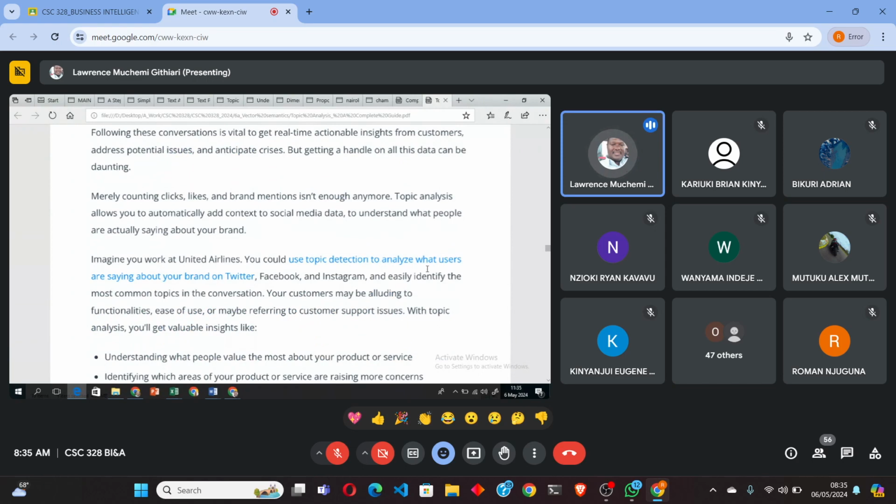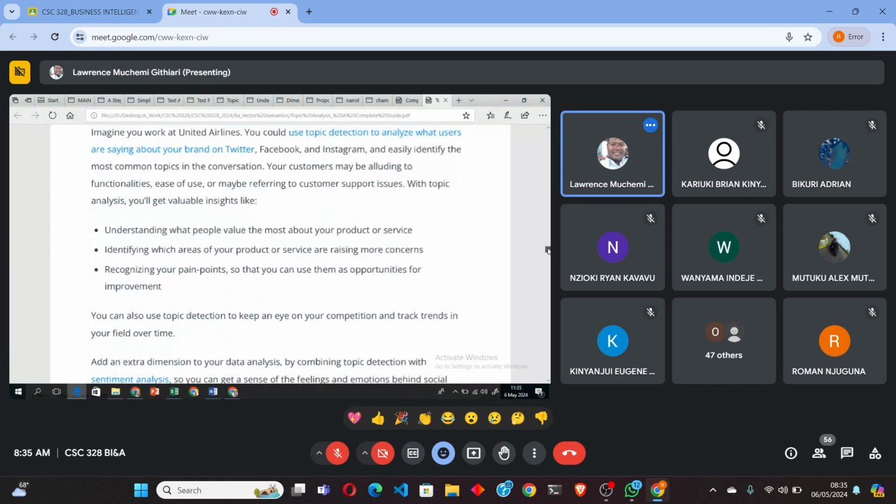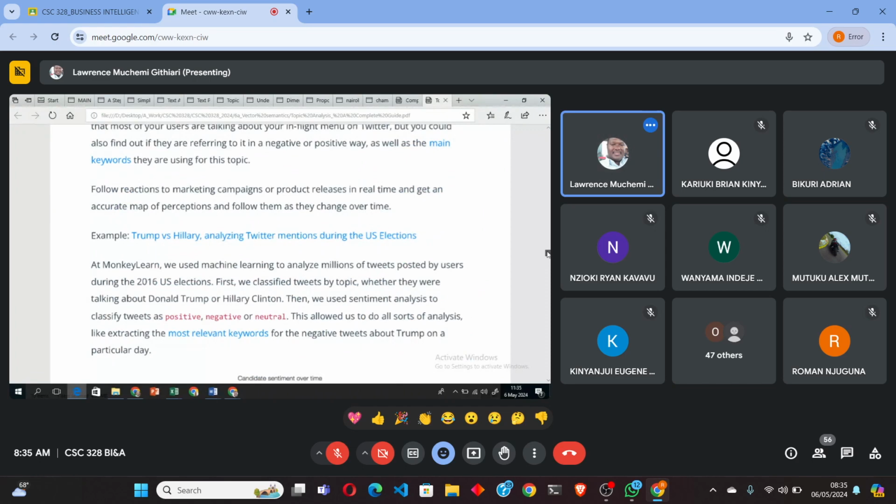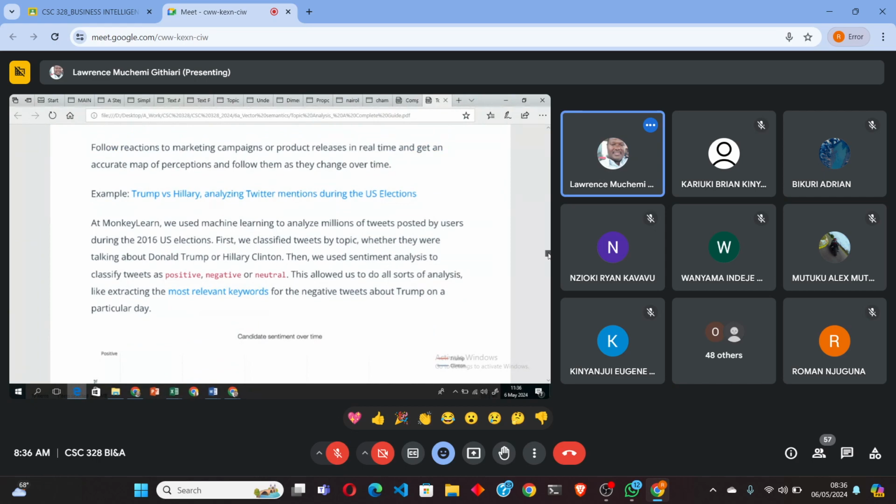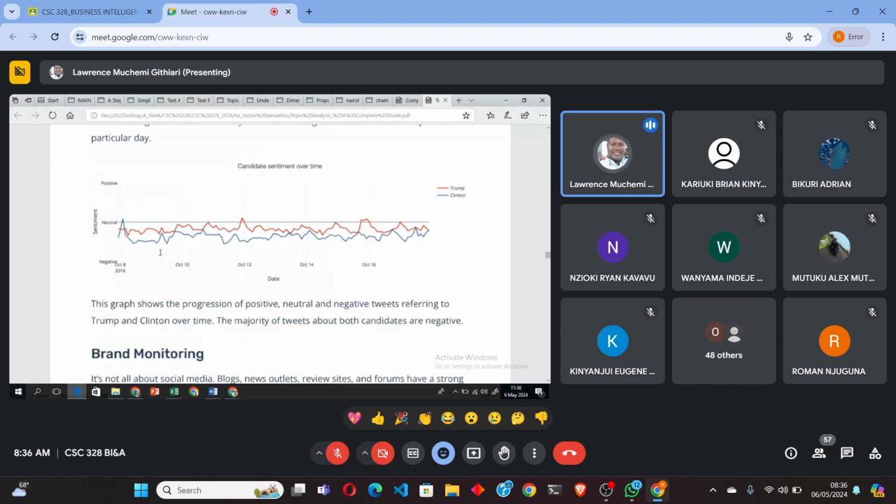So they're saying you could use topic detection to analyze what users are saying. And then if you come down, you can follow reactions to marketing campaigns or product releases in real time and get an accurate map. So the example here is Trump versus Hillary. Remember, there's a presidential campaign sometimes in the US. And they have used MonkeyLearn to do that. MonkeyLearn is one of the ones that we have been advocating for using this. And it could analyze millions of tweets posted by users. And these were some of the results.